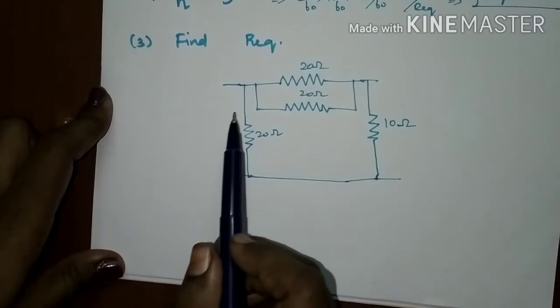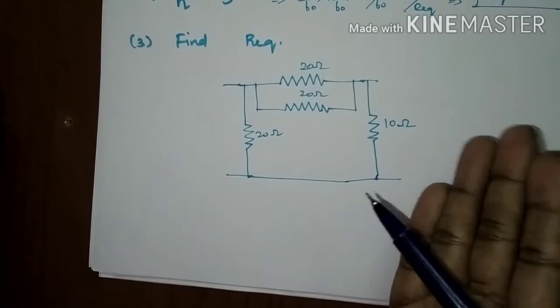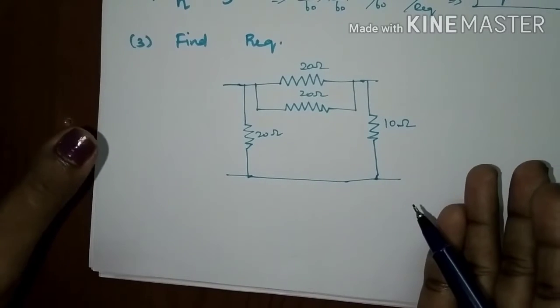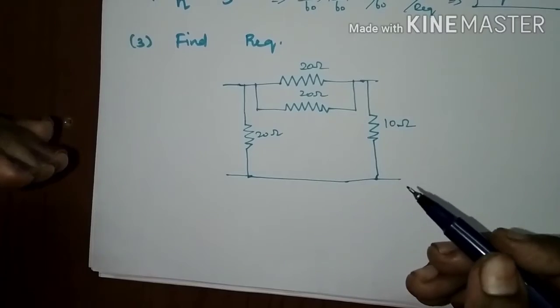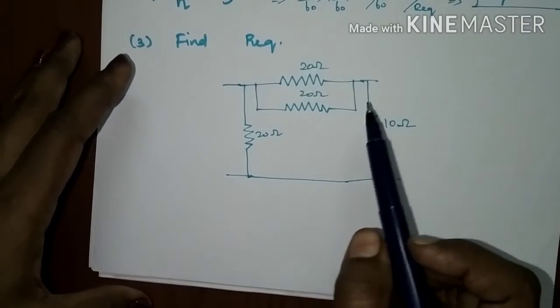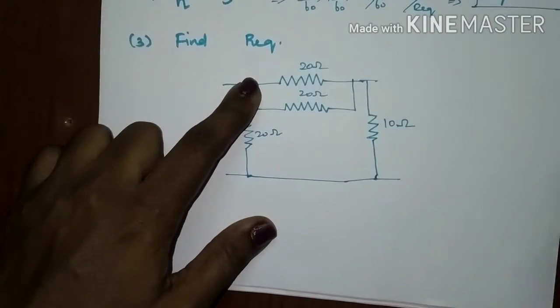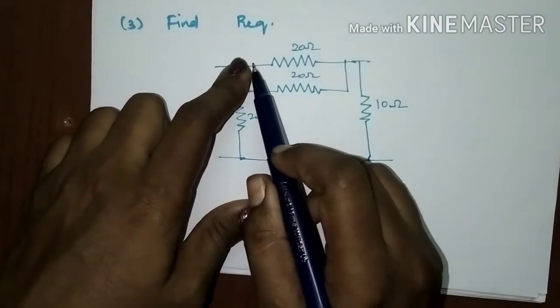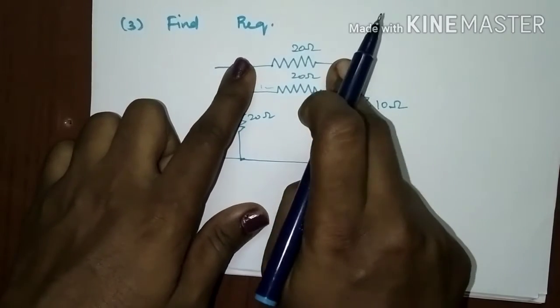See, in this problem, they have asked us to find the R equivalent. I have given the circuit also. It is a combination of series as well as parallel resistances which are connected in the circuit. So, we can reduce it by a step procedure. It is very easy also. See, first take this branch. And here this 20 ohms and 20 ohms are connected in parallel. We can reduce that first.